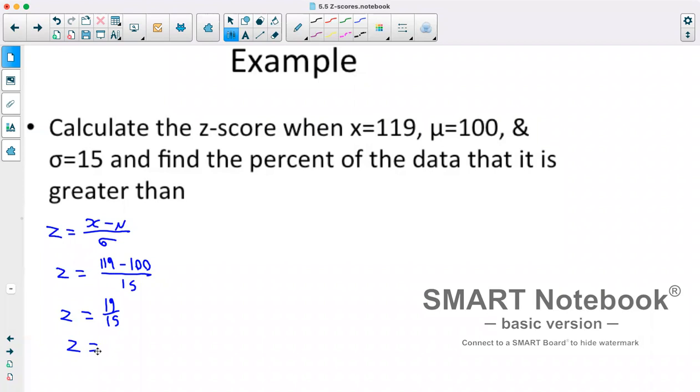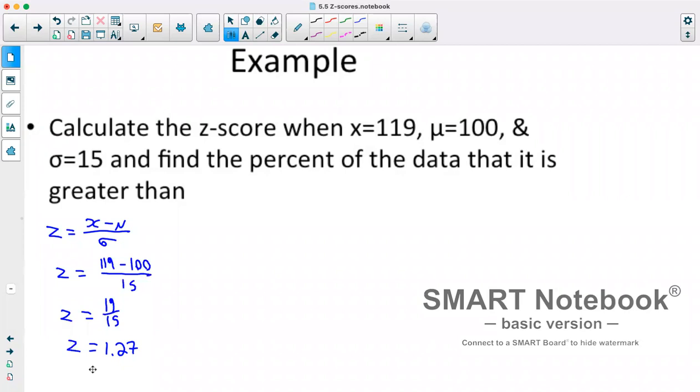So Z is 19 divided by 15, and we'll keep 2 decimal places because our table has 2 decimal places. So we've got 1.27. Okay, so we have a Z-score of 1.27, which means this data point is 1.27 standard deviations above the mean, but that doesn't really tell us what percentage of the data it is larger than. So for that, we'll look at our table.